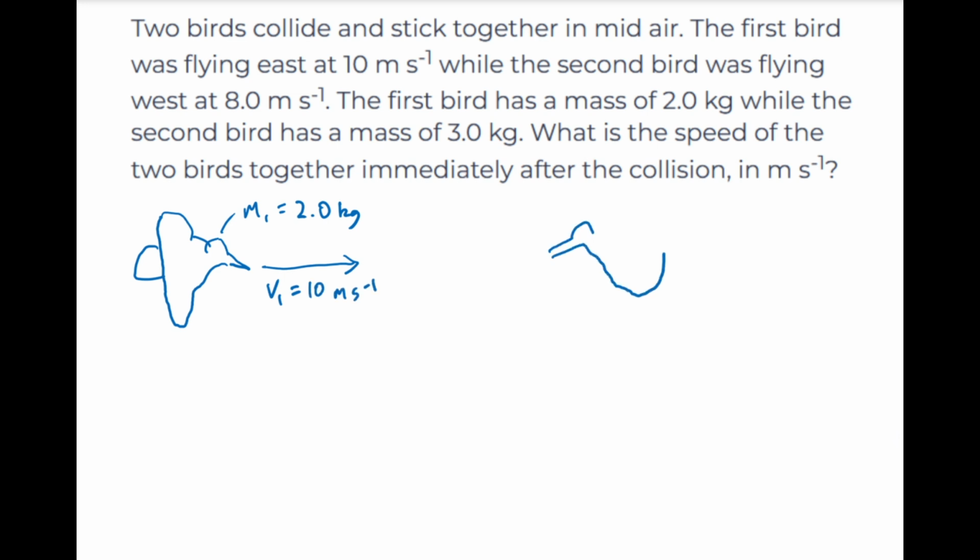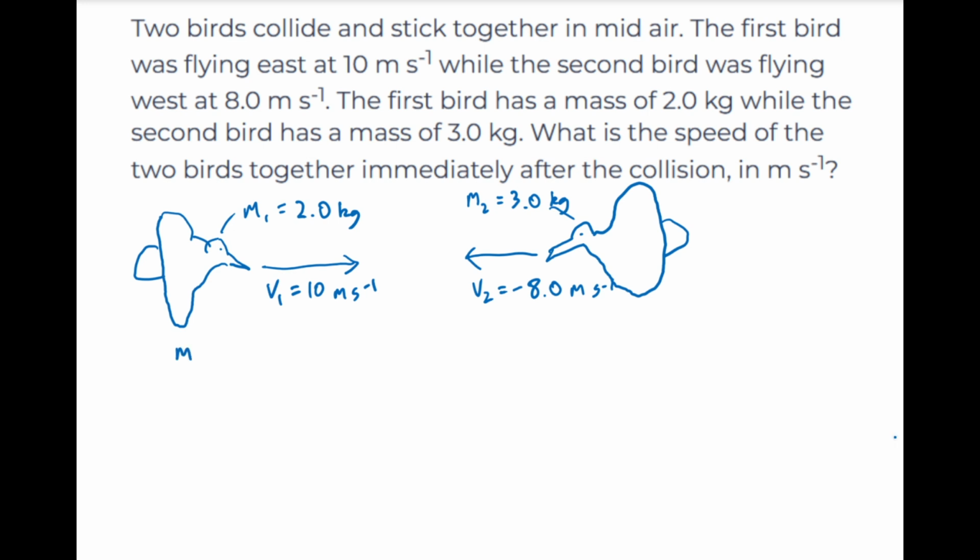The second bird will have mass m2 equals 3.0 kilograms and an initial velocity v2 initial, which equals negative 8.0 meters per second. The initial velocity of the second bird is negative because it is in the opposite direction to the initial velocity of the first bird. We can say either one of these two birds has a negative velocity, but what's important is that one of them has the opposite sign.